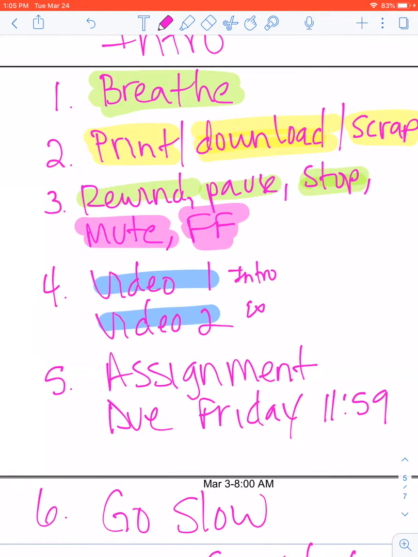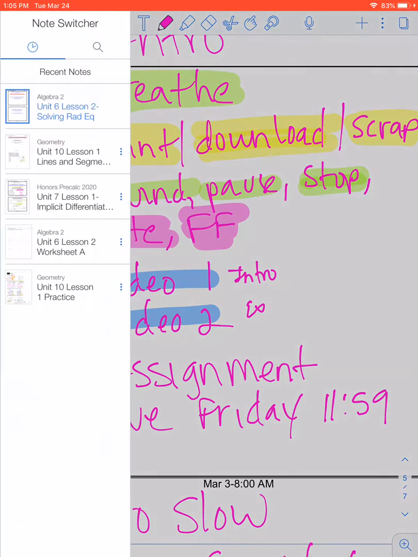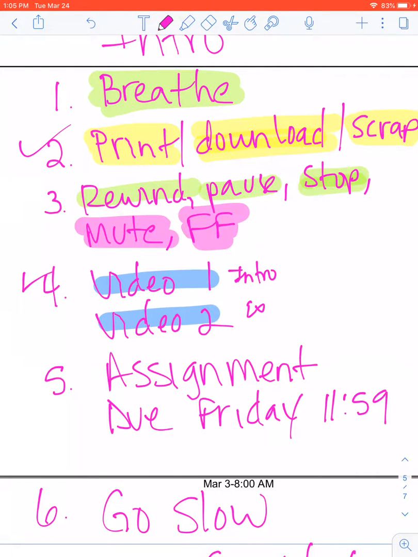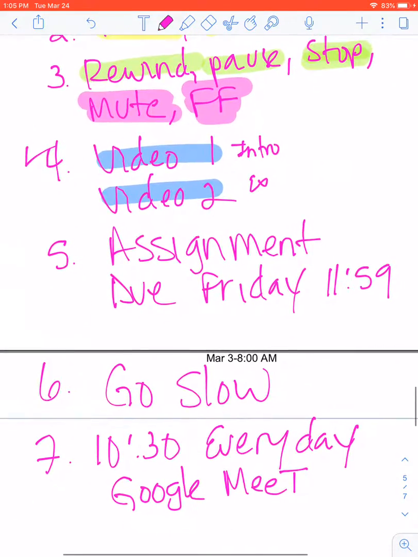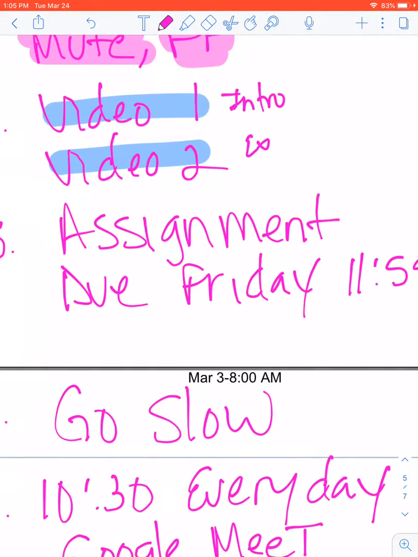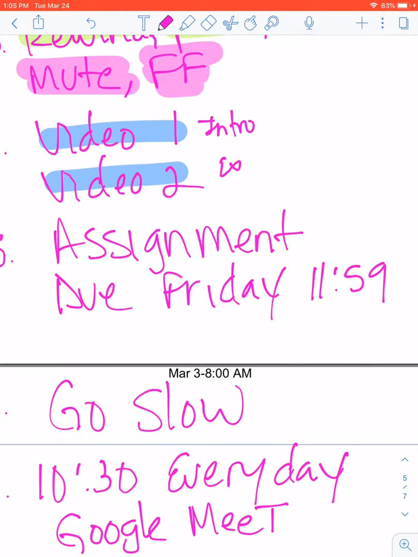All right, so what are you going to do? You're going to print your notes. Download your notes, get a scrap piece of paper. You're going to watch the video and you're going to write along with me. And once you've done all of that, then you can start your assignments. I'm only giving you one assignment, not several, not a worksheet A, not a worksheet B, one. One assignment that is due by Friday at 11:59.